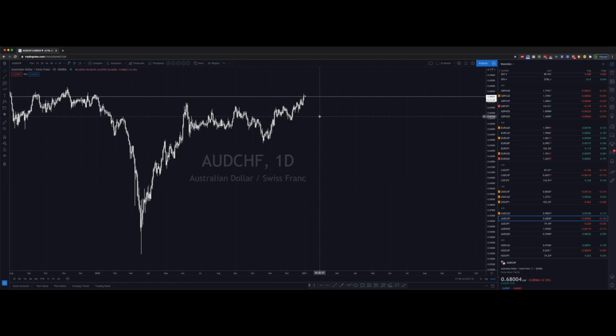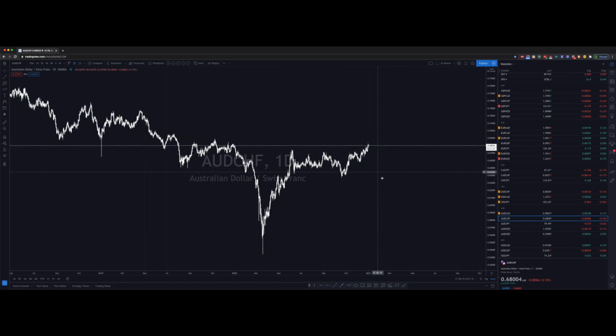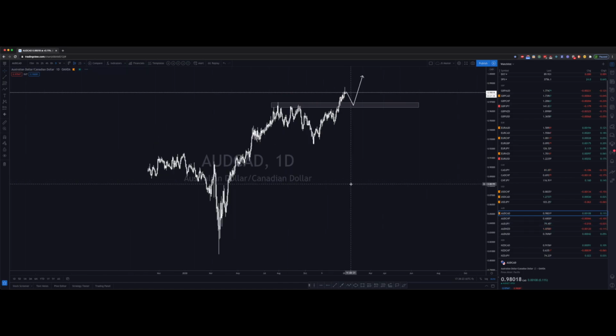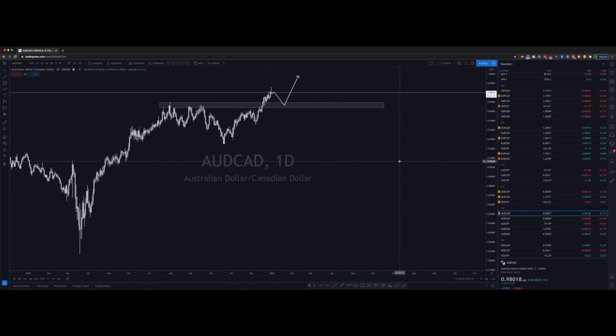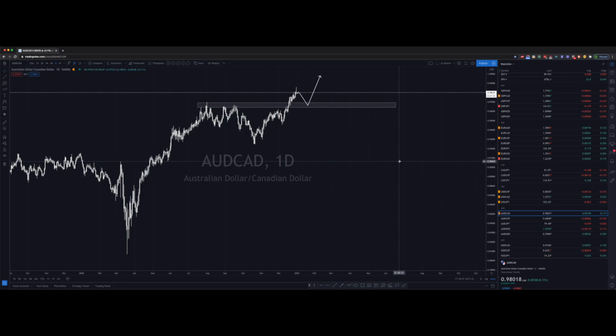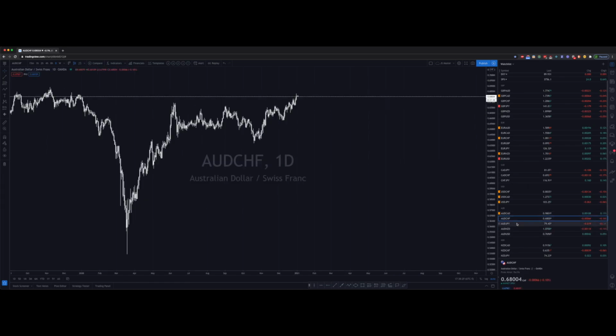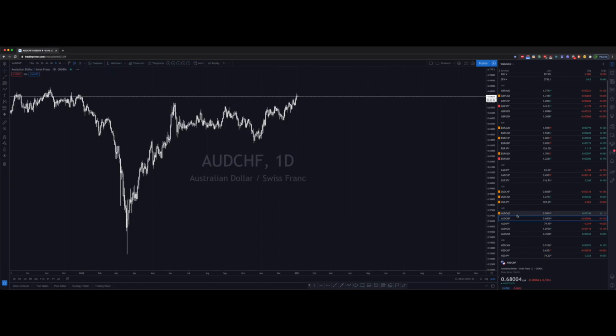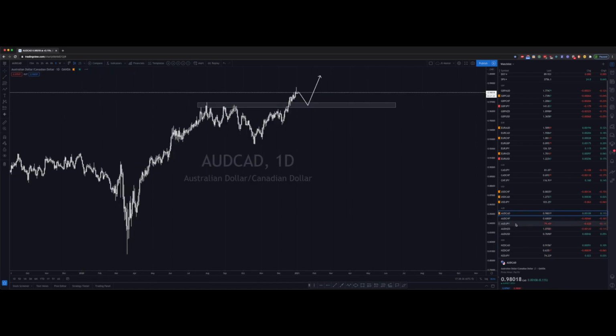All right, GBPCHF. Nothing really here for me. I don't really like how price is moving here. To be honest, I don't really like how price is moving on AUDCAD either. They're both very similar, right? They look like a similar sort of setup. So if one of them sets up, then maybe I'll be interested in one of them. But I'll just keep an eye on one for now.